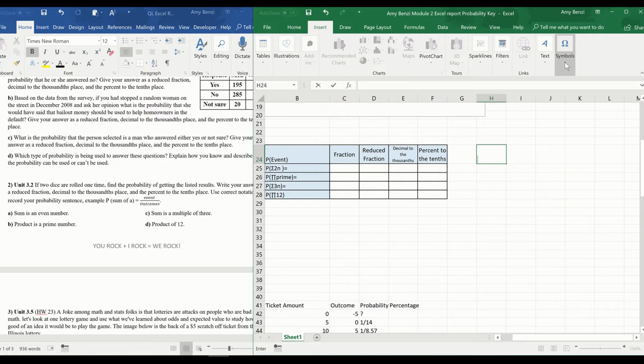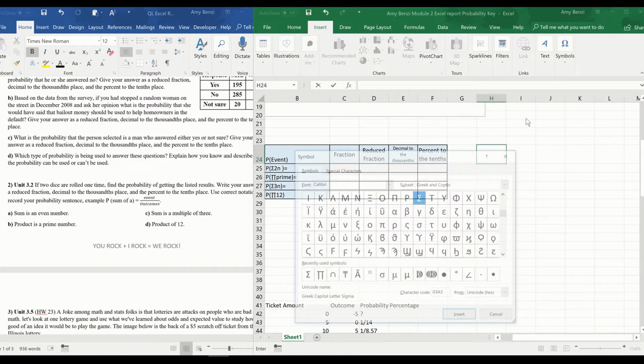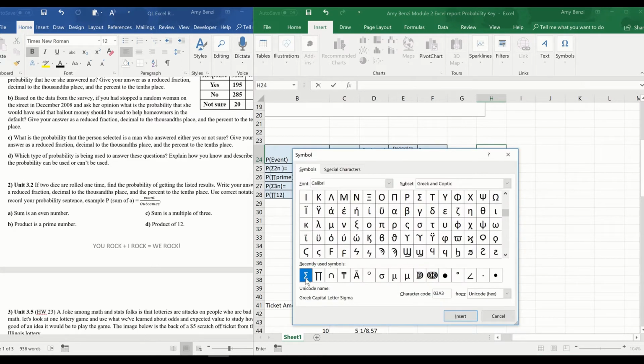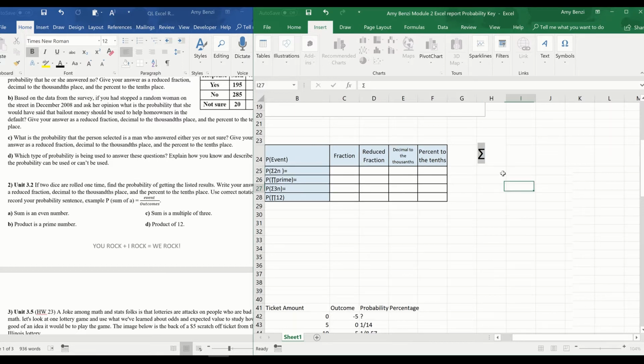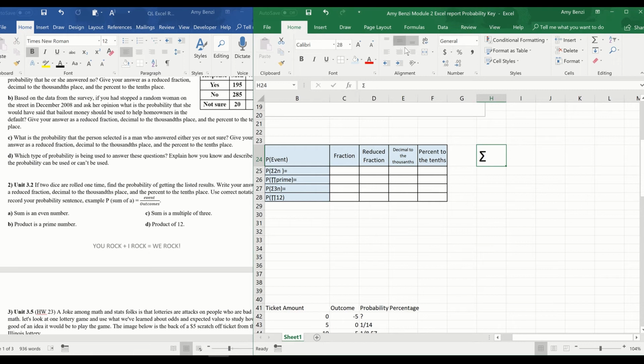And, whoops, I meant to insert a sigma. And I'm even going to make it really big just for fun, because it's kind of cool. 28, that's my favorite number. And I'm even going to center it, because I want to. All right, so this is going to be my chart for sums.